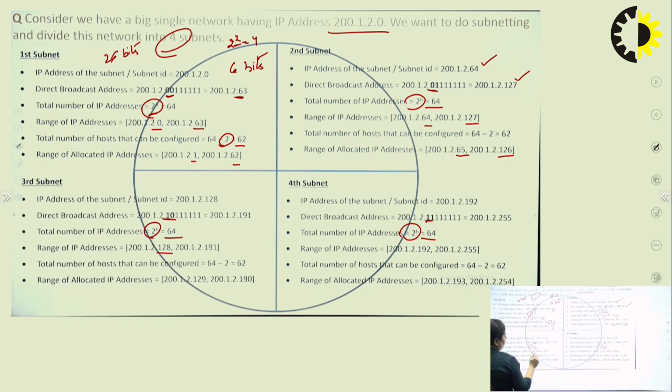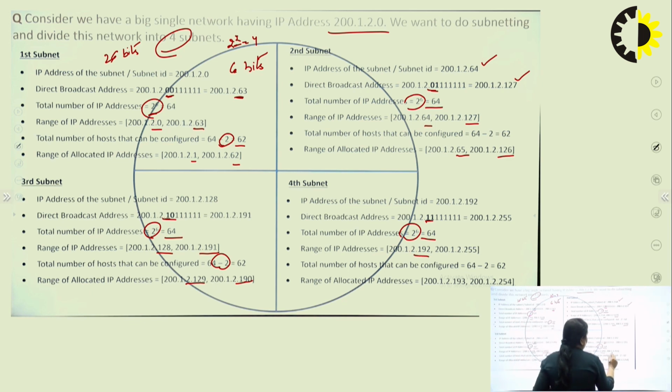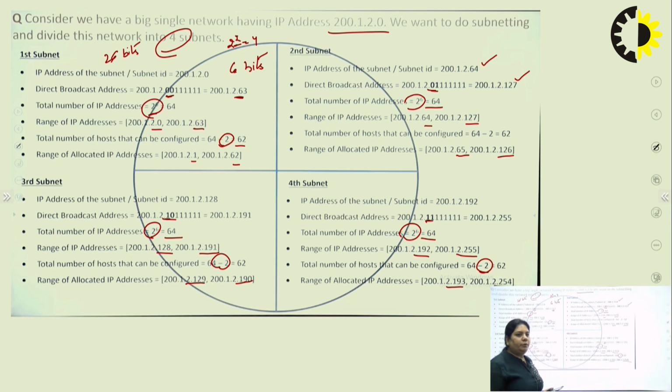Now the next one is 128 to 191. The 2 get subtracted for the reserved ones. So how many allocated IP addresses would there be? 129 to 190. Now consider the fourth situation, 192 to 255. Again 2 get removed for the reserved ones, so the allocated range should be 193 to 254.